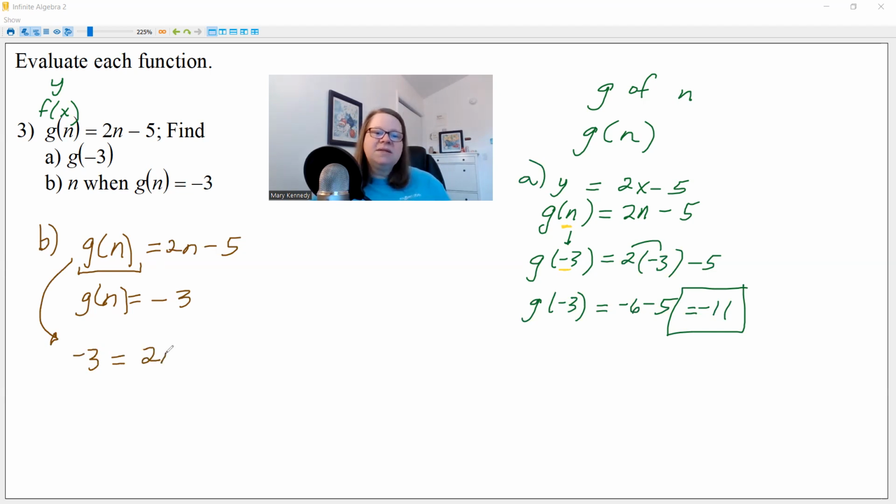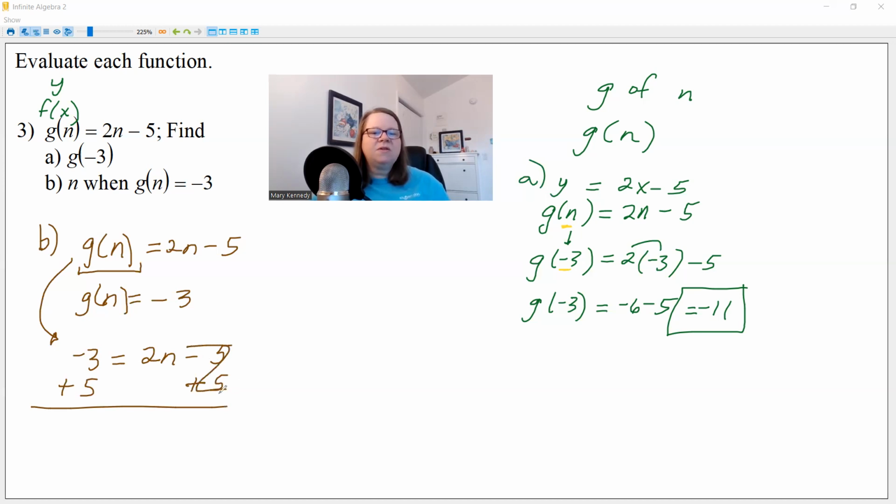Now, in words and sentences, that's really saying, what was the input if we got out a negative 3? If we got an output of negative 3, what was it that we put into that function? And so we're going to work backwards to find that. We're going to solve for n.